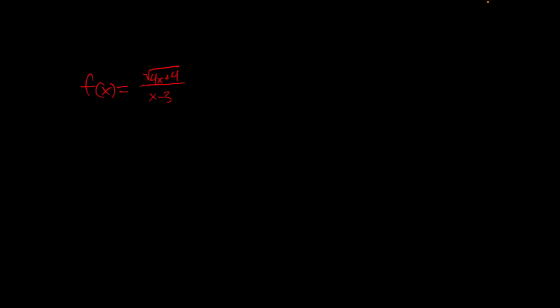So let's say you're asked to find the domain of a function like f of x equals the square root of 4x plus 4 divided by x minus 3. Well, to start, we know that the denominator cannot equal 0 because anything divided by 0 is undefined. So we can set x minus 3 cannot equal 0. And now to find out what x cannot equal, we'll just add 3 to both sides. So x cannot equal 3. Alright, so I'll just put that in a box for you so that we can come back to it later.